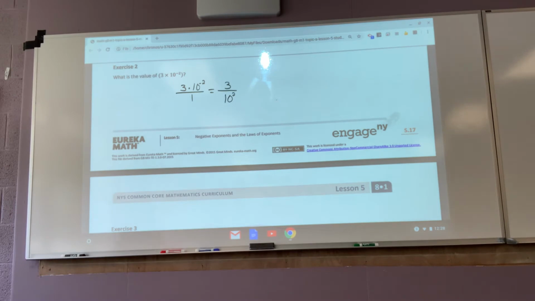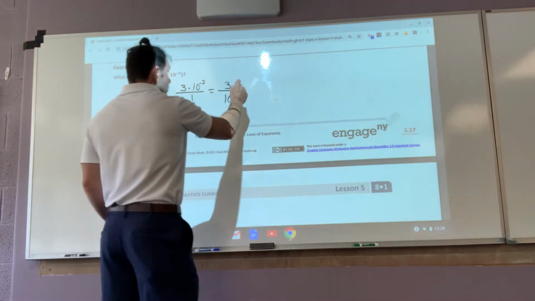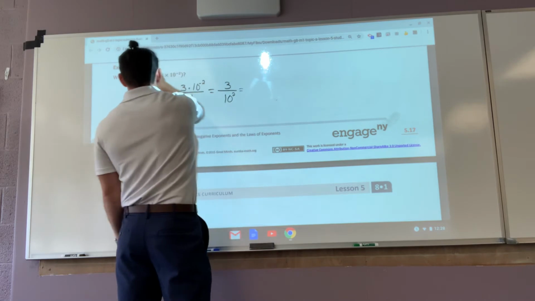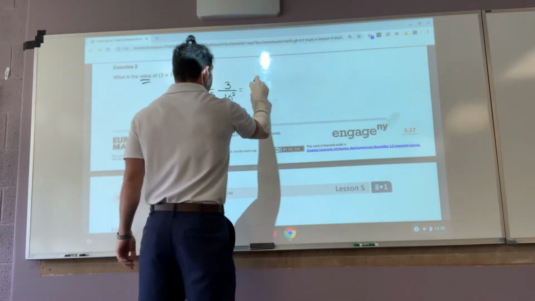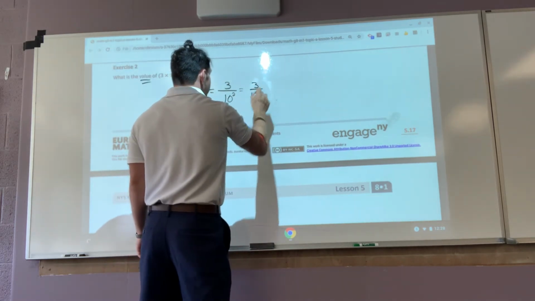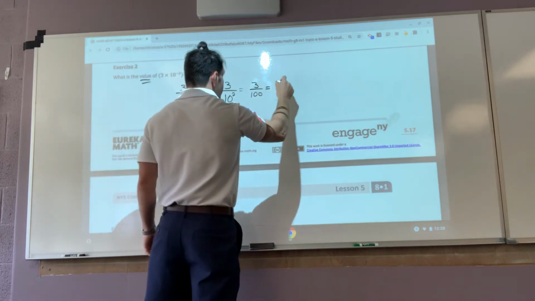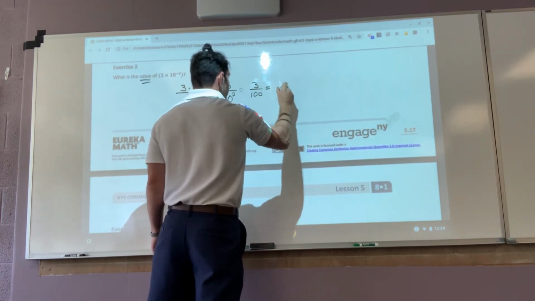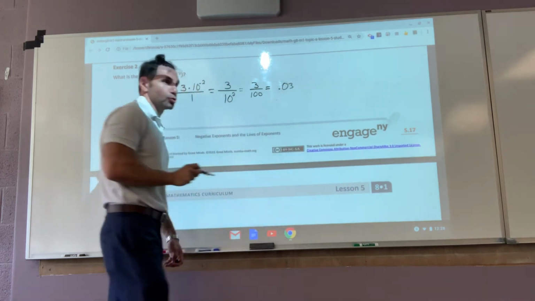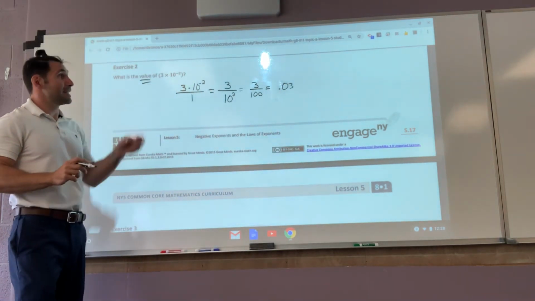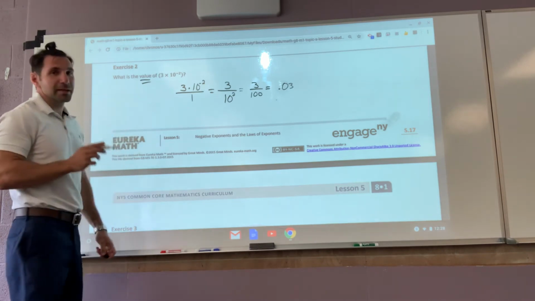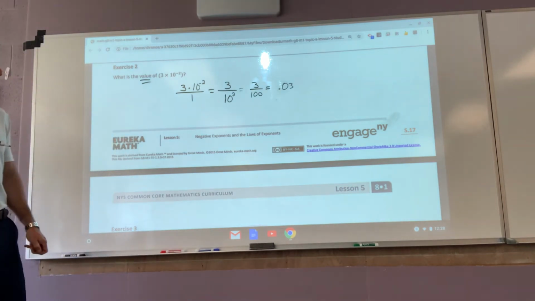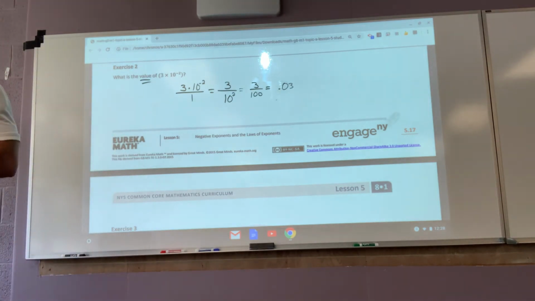From there, could I simplify it? Sure, which is what it's asking me to do, because it's asking me actually for the value. So that becomes 3 divided by 100, or, to make it into a decimal, 3 hundredths. 3 times 10 to the negative 2, that's going to come in handy when we do scientific notation. But it gives me 3 hundredths.